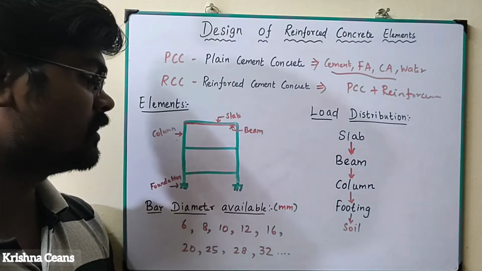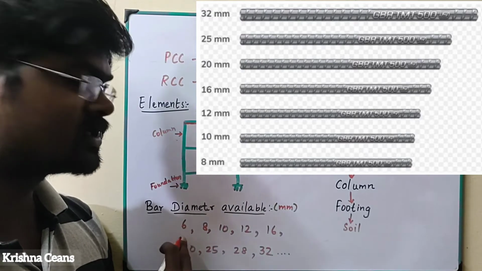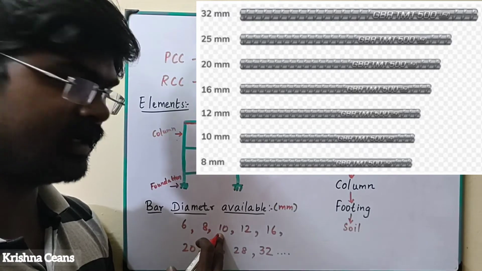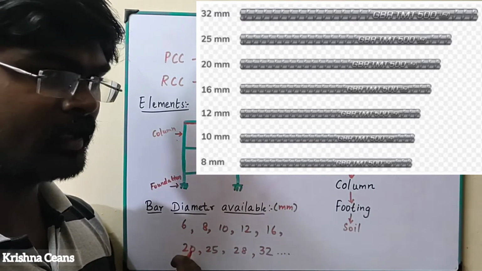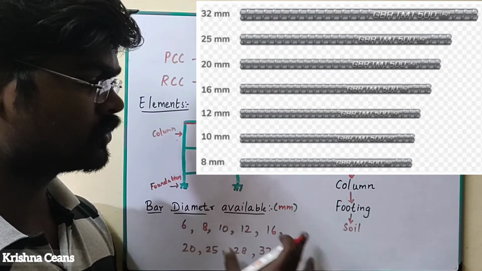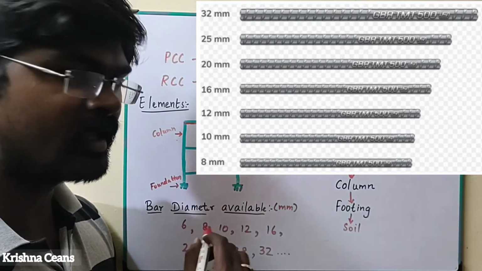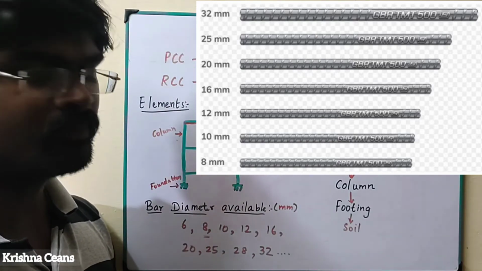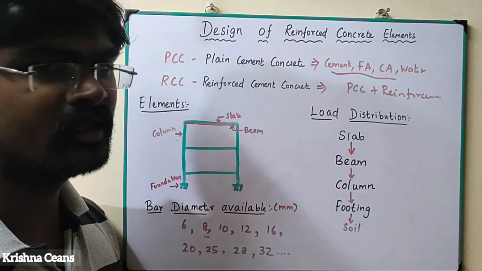What are the bar diameters available in the market? These are mentioned in mm: 6 mm, 8 mm, 10 mm, 12 mm, 16 mm, 20 mm, 25 mm, 28 mm, 32 mm. These are the sizes available in the market. Nowadays we are using from 8 mm only. In olden days we used 6 mm, but nowadays we use a minimum of 8 mm for reinforcement in the building.